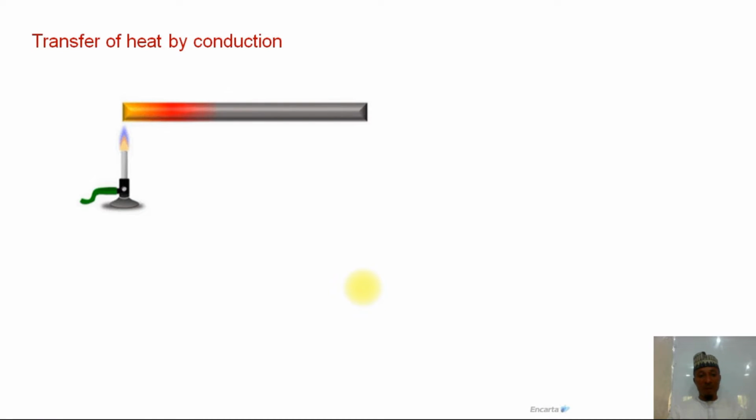One method of transferring heat, like I mentioned earlier, is conduction. And conduction requires contact. So the material that wants to receive the heat must be in contact with what is giving the heat. So two materials, the cold one must be in contact with the hot one, or the heat itself. So this kind of method of transfer is what we call conduction.